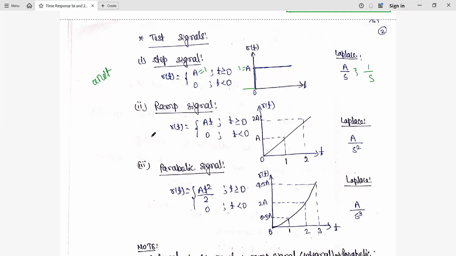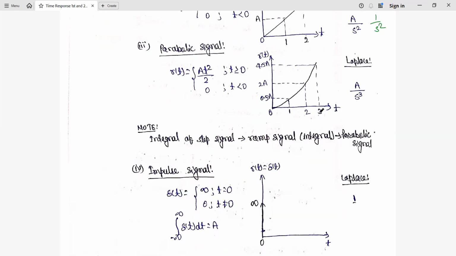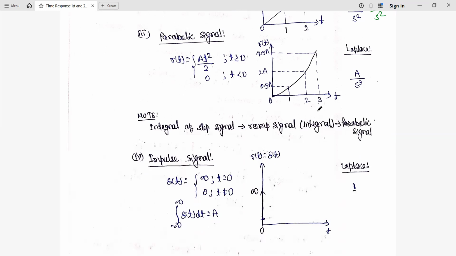Similarly, the ramp signal is defined as At for t greater than or equal to 0, and 0 for t less than 0. The Laplace transform of this one is A by s square, and for the unit ramp signal it becomes 1 by s square. You need to remember these Laplace transforms so that you can find the solution easily. Next, we have parabolic signals. A parabolic signal is defined as A t square by 2.